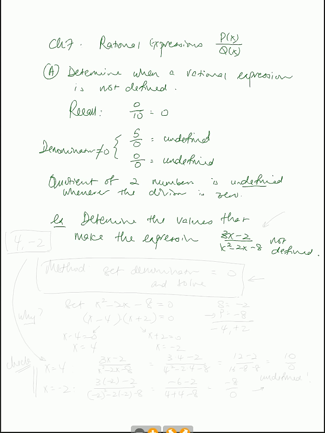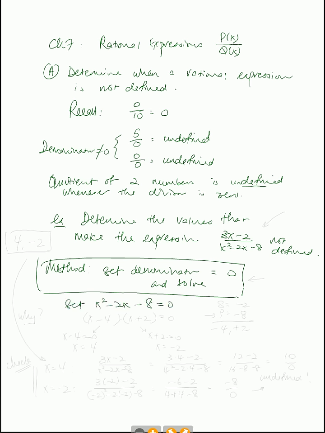So rather than you sitting there guessing what number works or what number makes the denominator 0, the method is to set the denominator to 0. So you force it to be 0, set denominator equals 0, and solve it. Okay, so that's the method. So we force it to be 0. So in our example, I'm going to set x squared minus 2x minus 8 equals 0.